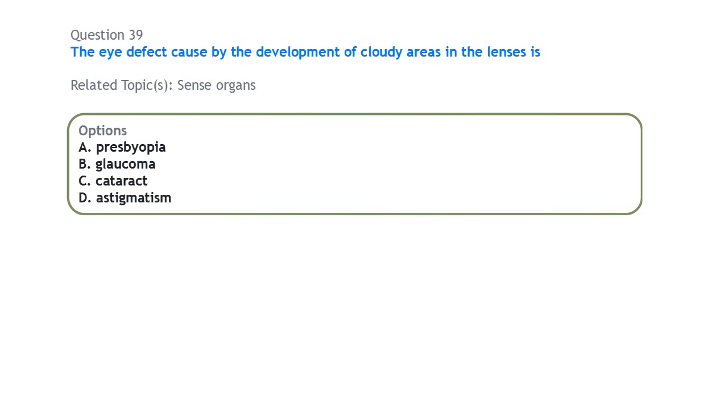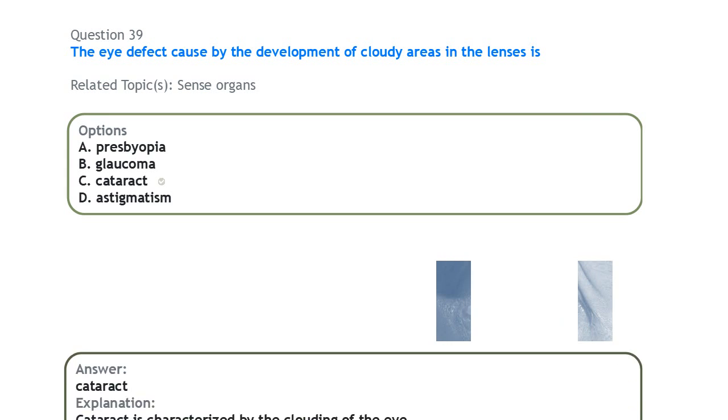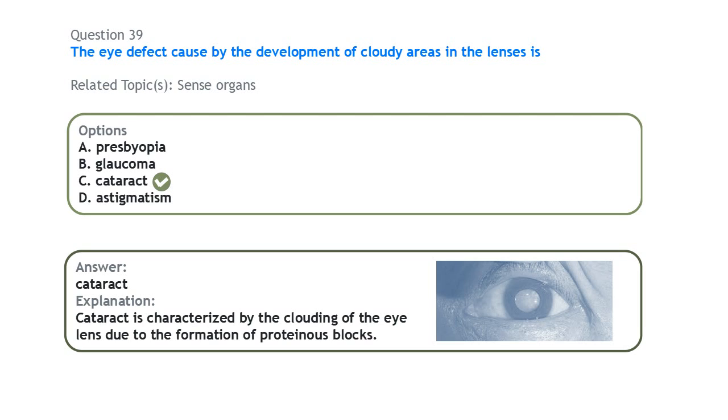Alright, so we have another question on sex organ. The eye defect caused by the development of cloudy areas in the lenses is, this is what is called cataract. Okay, cataract, the clouding of the eye lens due to the formation of some proteinous block, is regarded as cataract.